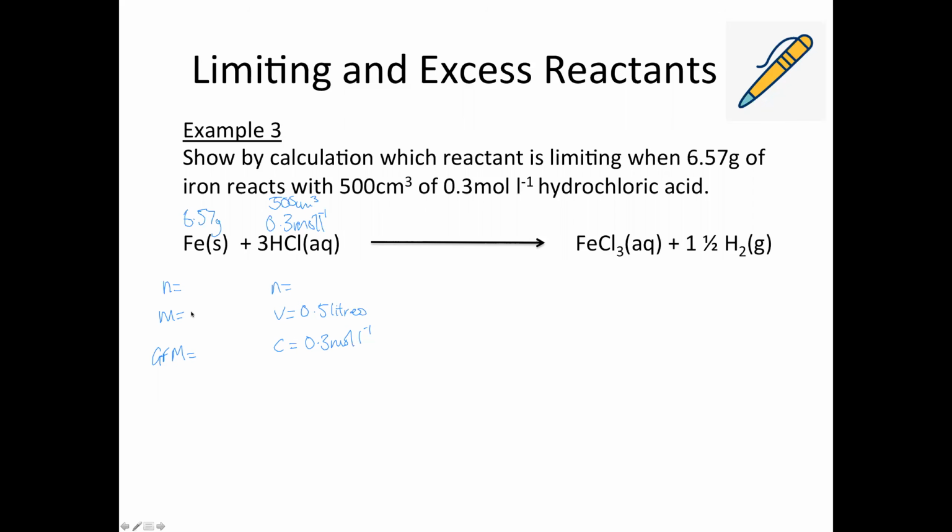And then the mass of iron, we've got 6.57 grams, and the gram formula mass that we've got for iron is 55.8 grams. So for the number of moles of iron, we need to use n equals m over GFM, which is 6.57 divided by 55.8, 0.12 if I round it to 2 decimal places.